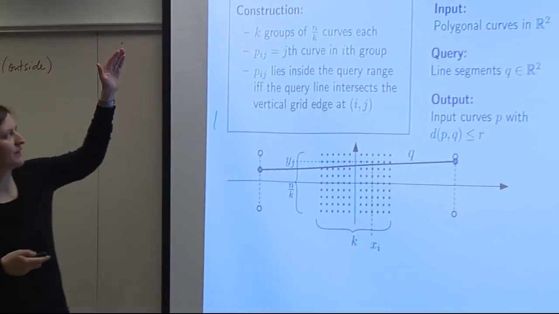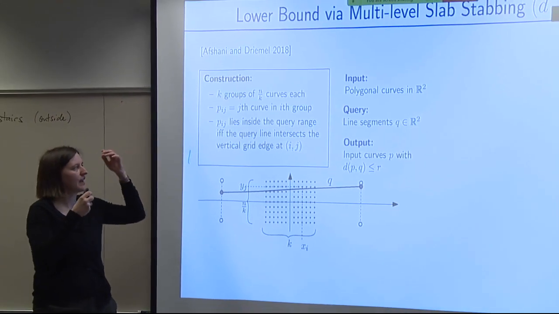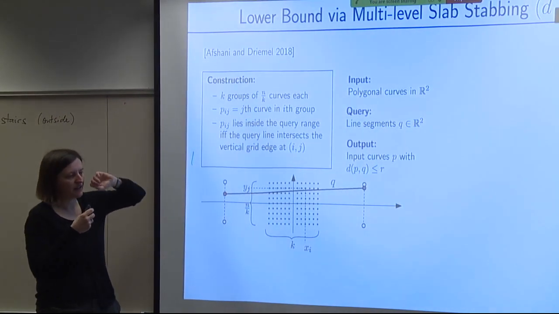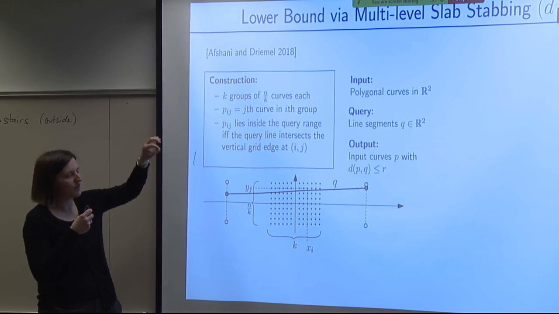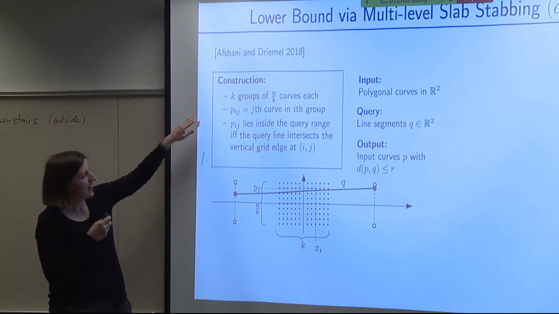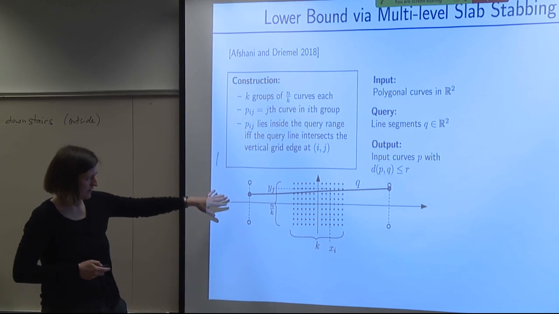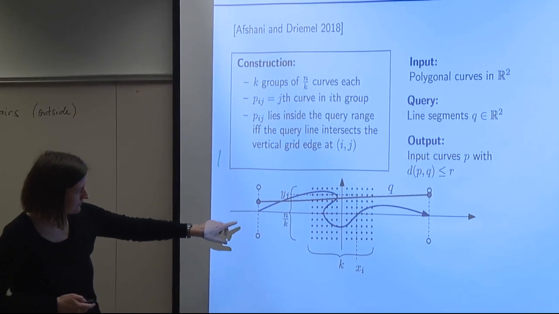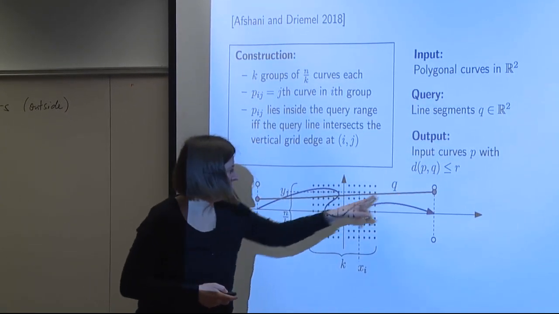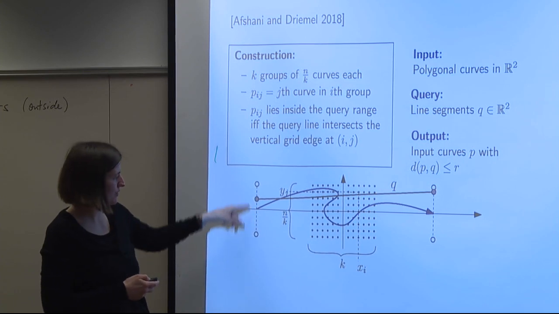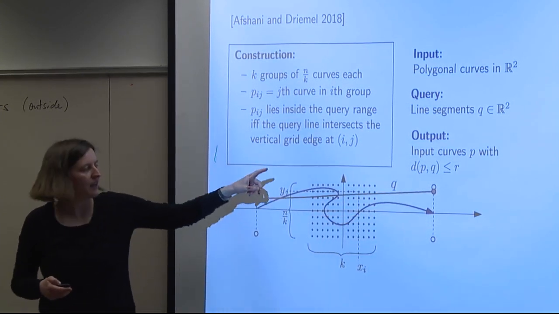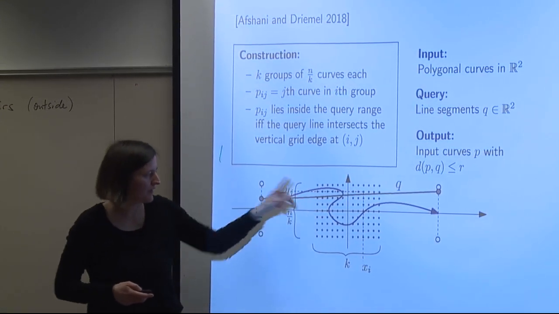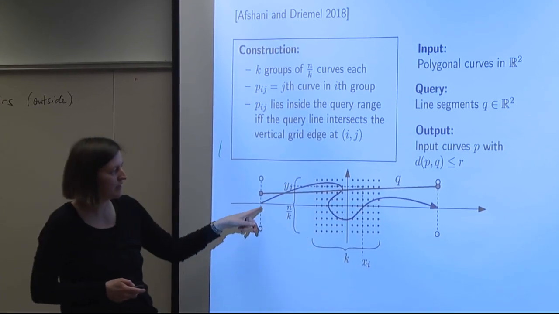But we can still build gadgets to emulate the problem. So again, we have these k groups of n over k curves each, so that every point is covered by k ranges. And then the curves look like this. The query is just a line segment that goes from this edge to this one, and my input curve somehow traverses this grid.